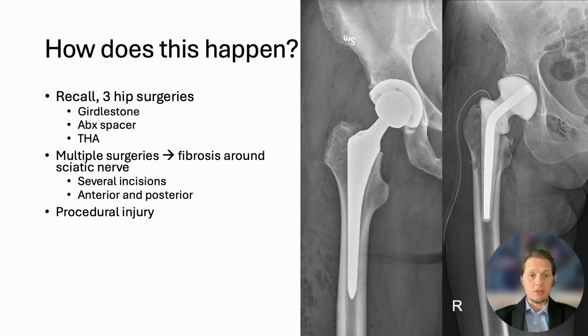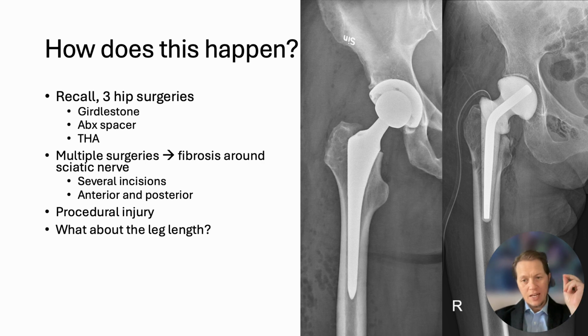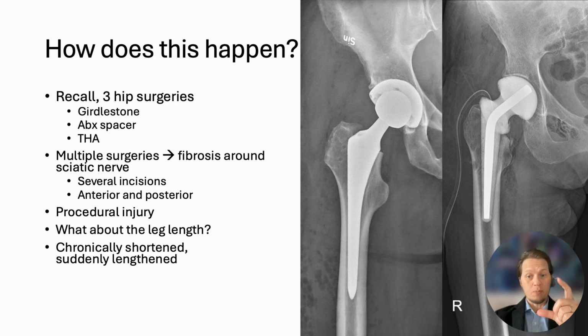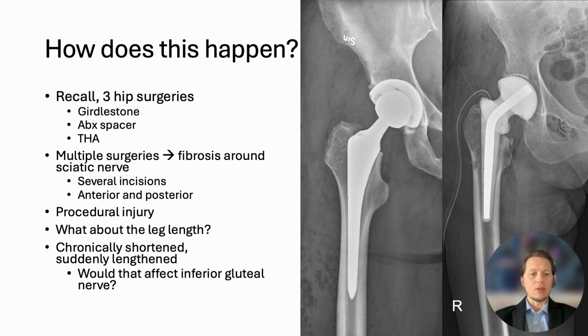Could have been a procedural injury, absolutely. With multiple hip surgeries, each successive hip surgery becomes more and more difficult and complex, and a lot more pulling and bending and separating. Often something's going to happen. If you think about the leg length, if it was a chronically shortened leg and then immediately within a few hours, suddenly that leg has been lengthened by inches, that sciatic nerve gets put on stretch. And that could easily give you a sciatic neuropathy.